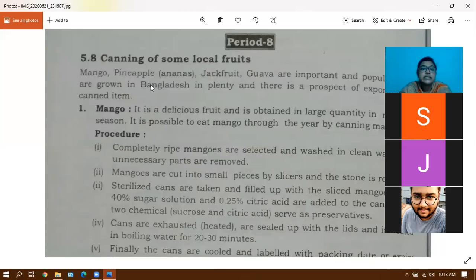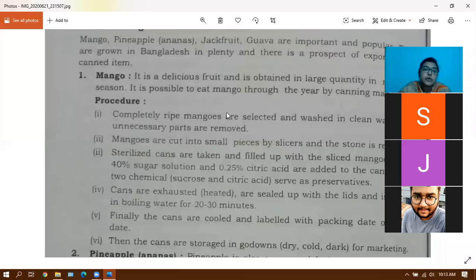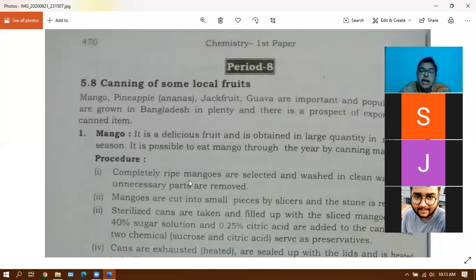At a glance, we see the mango canning process. In your book, there are some canning processes, like some local fruits like mango, jackfruit, and some vegetables, tomato, potato, carrot, and fish and meat. You will read at your home, okay? Now I discuss the mango canning process.